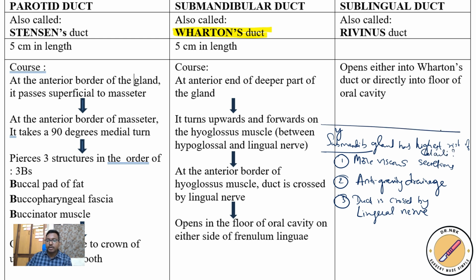Okay, so this is the question, this is the answer. Next, what is the name of the sublingual duct? As you can see here, the name of the sublingual duct is Rivinus duct. And where is it opening? It can either open into the Wharton's duct or directly into the floor of the oral cavity.